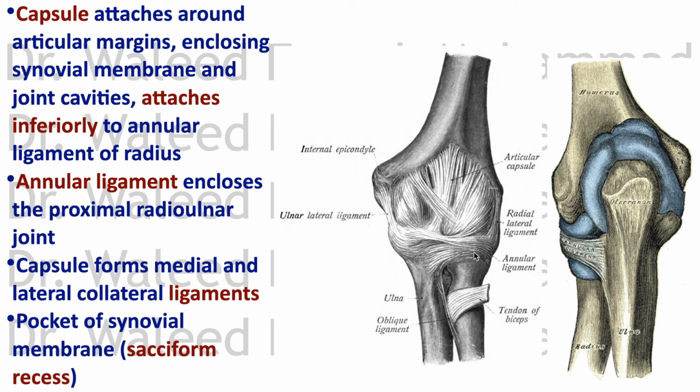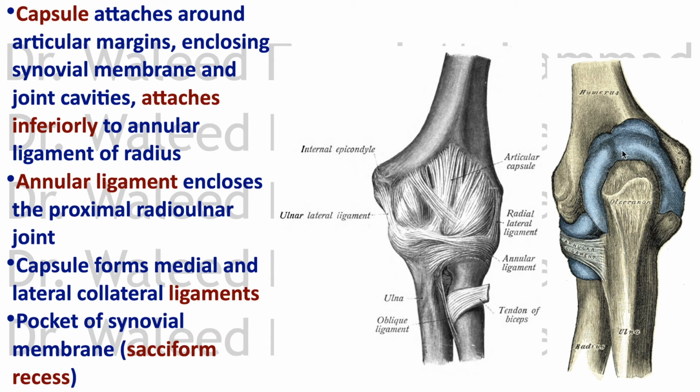The capsule forms thickenings on the medial and lateral side: the medial ligament, or the ulnar collateral ligament, and the lateral ligament, which is the radial collateral ligament. And there's a pocket of synovial membrane, you see it there, to allow for the flexion at the elbow joint.